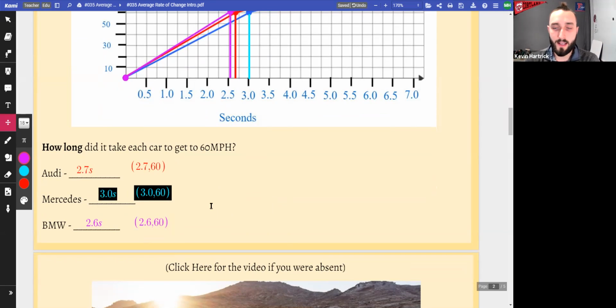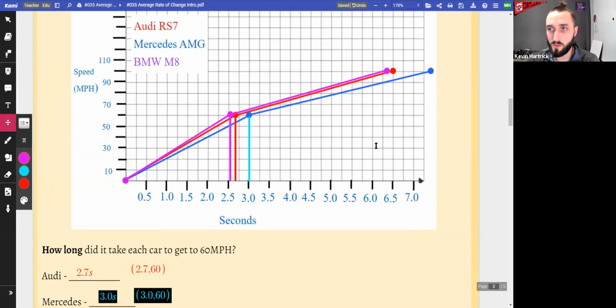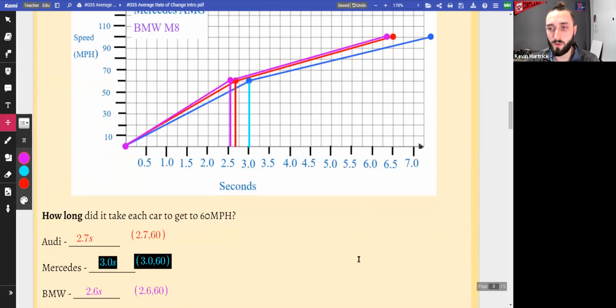Next page, we're going to determine how long it took them to get to 100, speed 100, and then that's going to help us with our rate of change formula. So I'll see you in the next video.